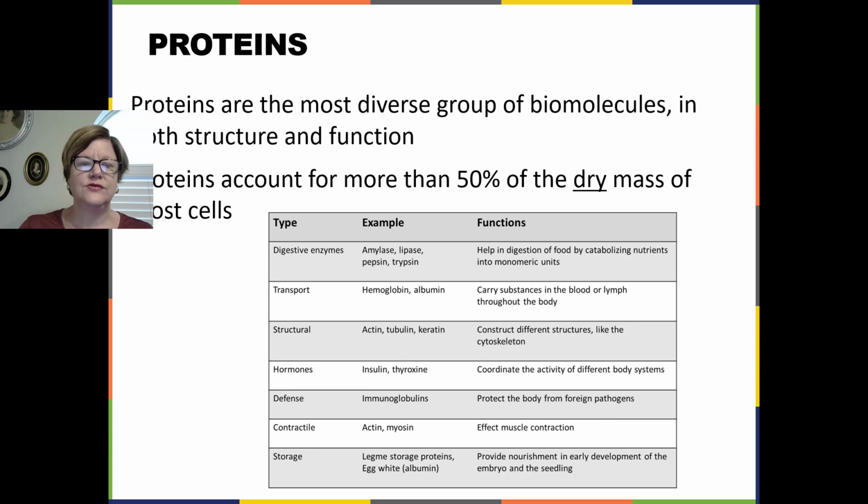Okay, the last group, so we went over lipids. Now we're going to look at proteins. All right. Proteins are, in reality, the most diverse group of the biomolecules. There's a lot more kinds of proteins than any other class. So there's more kinds of proteins than carbohydrates, than nucleic acids, than lipids. They're very diverse.